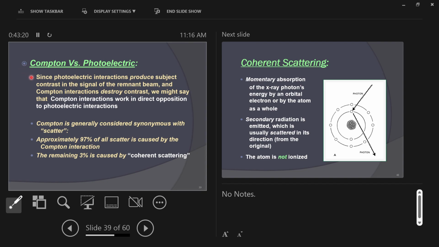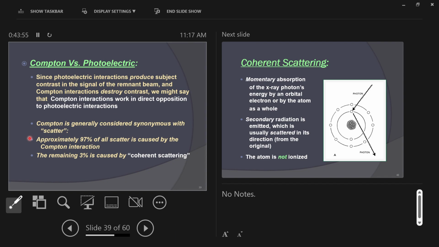Let's briefly compare and contrast Compton interactions versus photoelectric interactions, the two that we've covered so far. Since photoelectric interactions produce the subject contrast in the signal of the remnant beam, and Compton interactions destroy that, remember Compton interactions are scatter, right? Compton interactions work in direct opposition to photoelectric interactions. Now, there has to be a balance. Compton interactions are what you typically think of as scatter, noise on the image receptor. 97% of scatter is caused by Compton interactions.